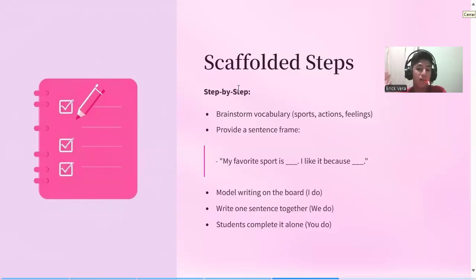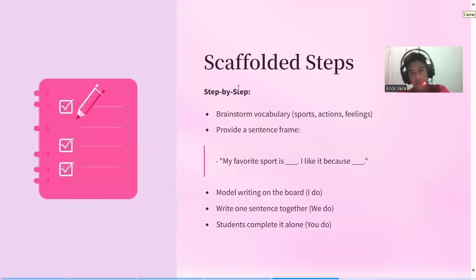So that is an idea that the teachers provide in prompts. Prompts are the models of the sentences that the student has to reply to in order to answer the activity. For example, my favorite sport is soccer because I like to play in a team. The model writing is going to be on the board. I do, that is the teacher explanation. Write one sentence together, that is the teacher support. We do. And when the student completes it alone, that is the you do.